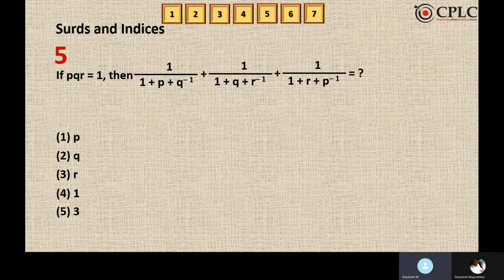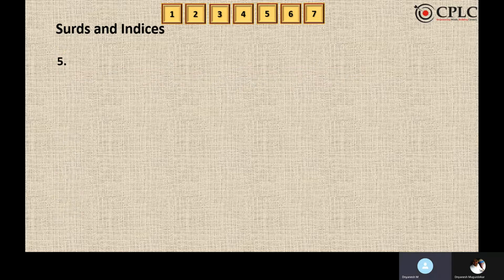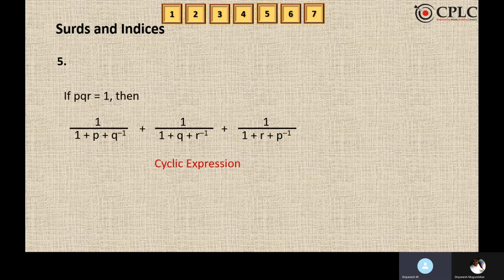So remember, students, that whichever the pattern may be, it may not be exactly the same, but as long as the same pattern is repeating everywhere, it is always called a cyclic expression. And the beauty of cyclic expressions is that their sum is always 1. So the value of this expression will not depend on the values of PQR. PQR can be fractions, positive numbers, negative numbers, literally anything. But the sum of these expressions will always be 1 because they are cyclic expressions.